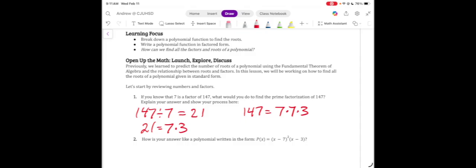Number 2, how is your answer like a polynomial written in the form p of x equals x minus 7 squared times x minus 3? Well, they are alike because numbers can be written as factors and polynomials can be written as factors. You can have repeated factors, like you had the two 7s here, and you can have repeated roots or repeated factors like x minus 7.